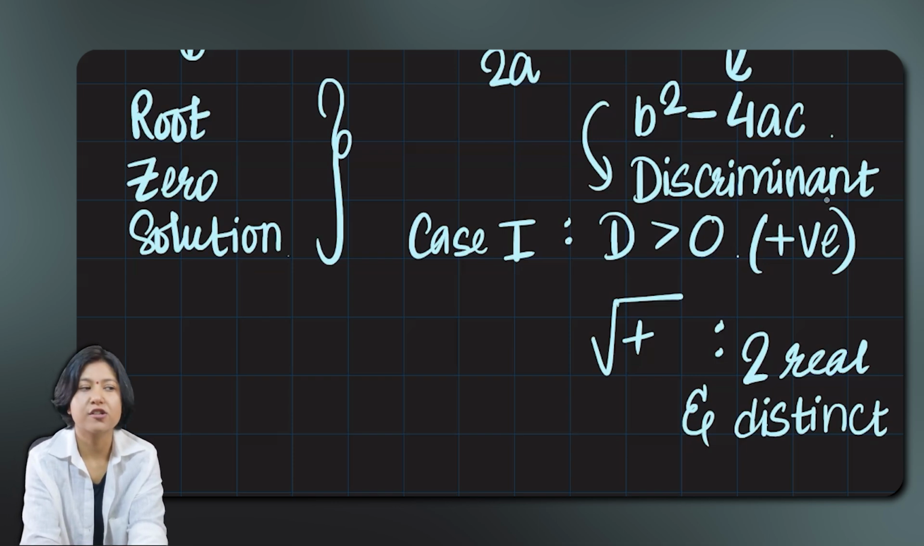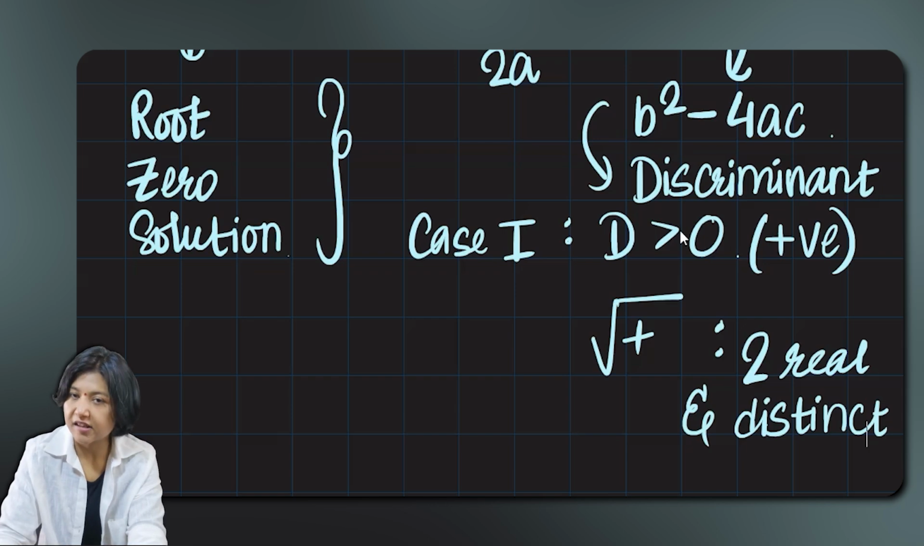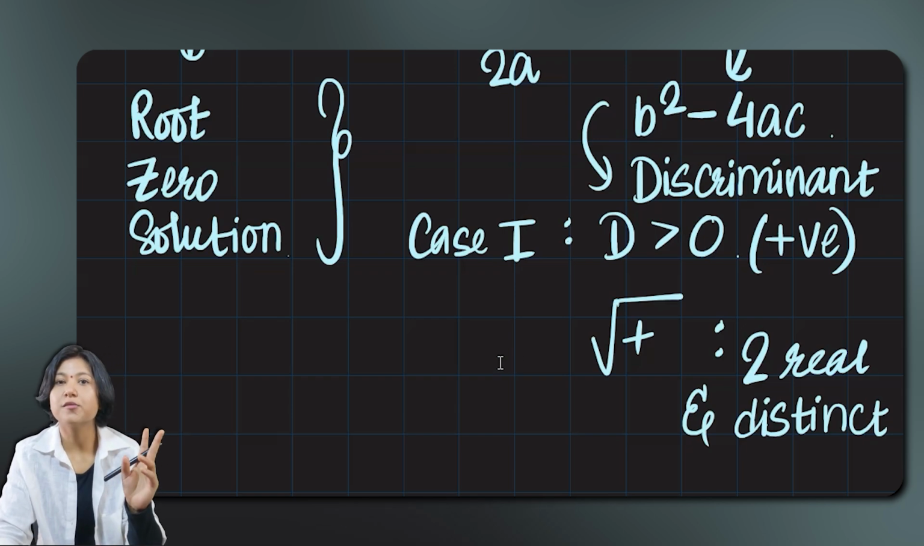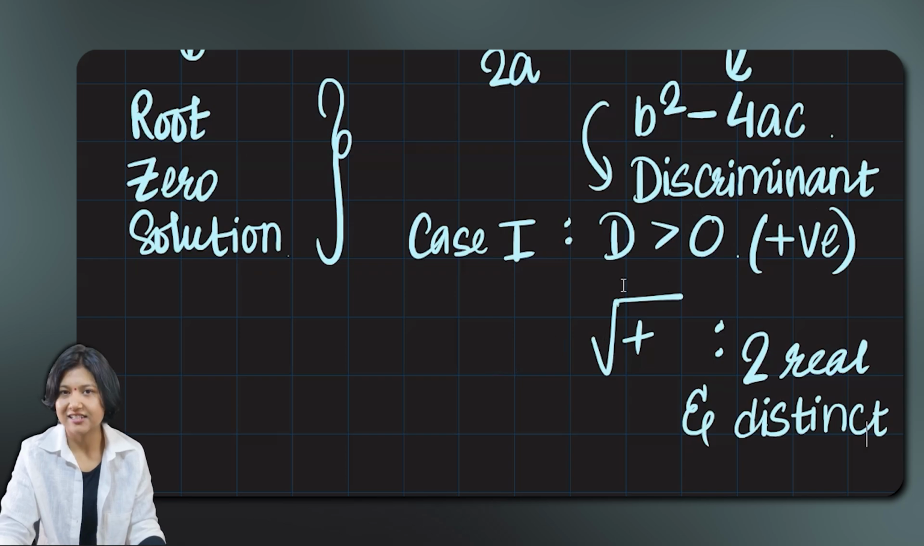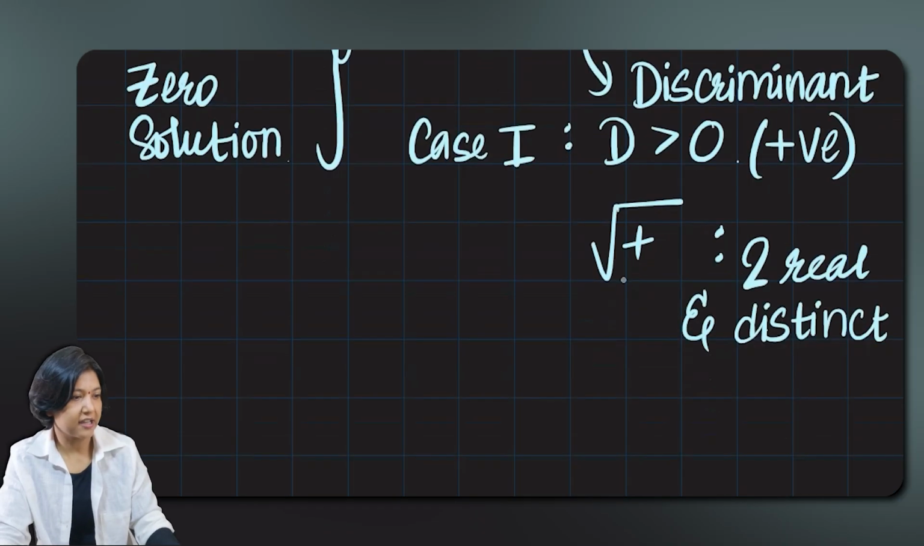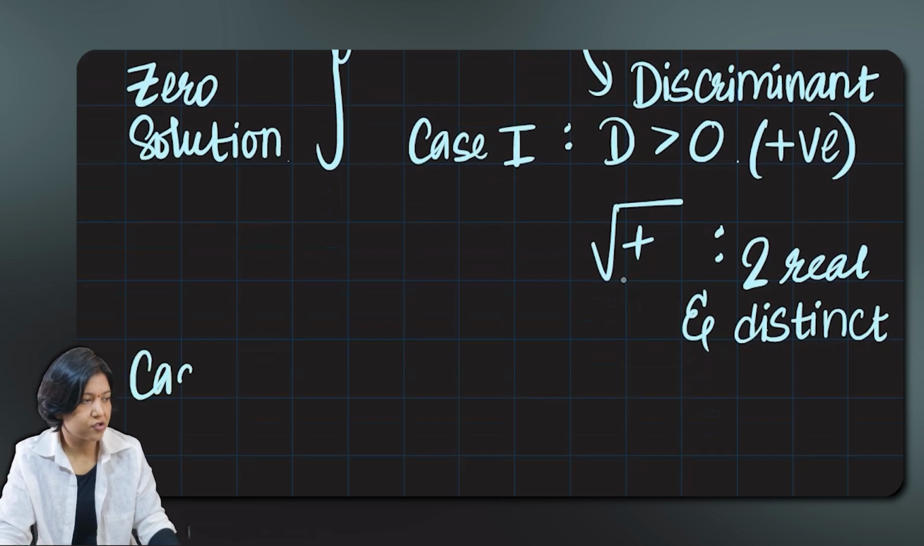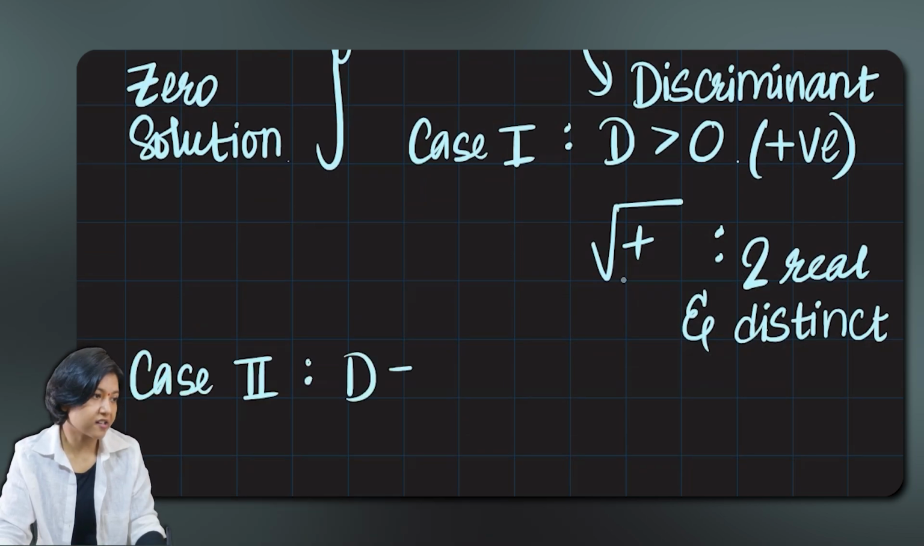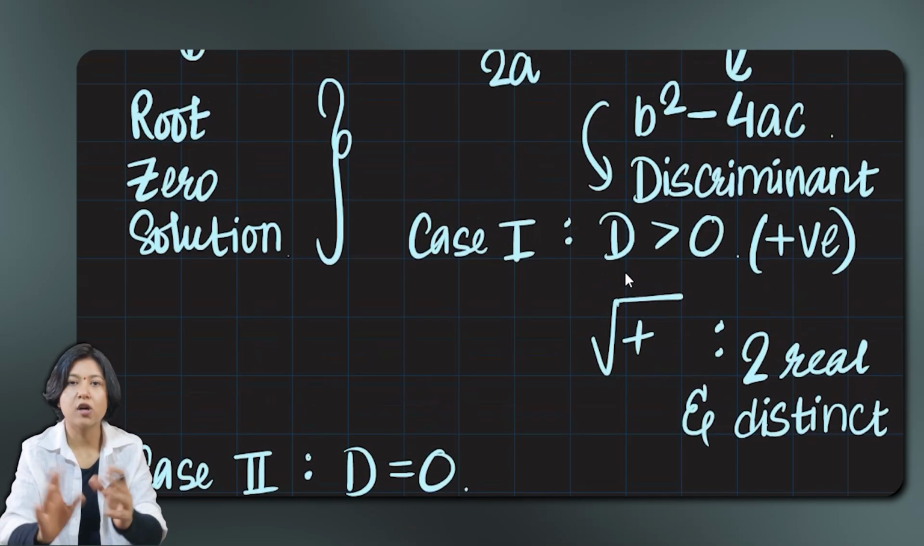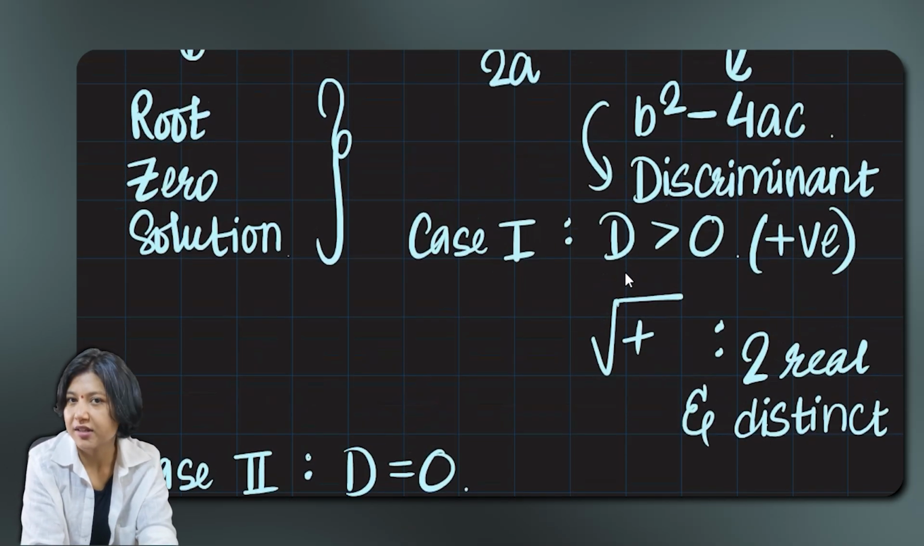In this case, if your discriminant is greater than 0, or positive, that is when you have two real and distinct roots. Distinct as in the two values you're going to get will be different from each other. That is the first case. Now let's talk about case 2. In that case, the discriminant is equal to 0, as in your b squared minus 4ac, upon solving, gives exactly 0.